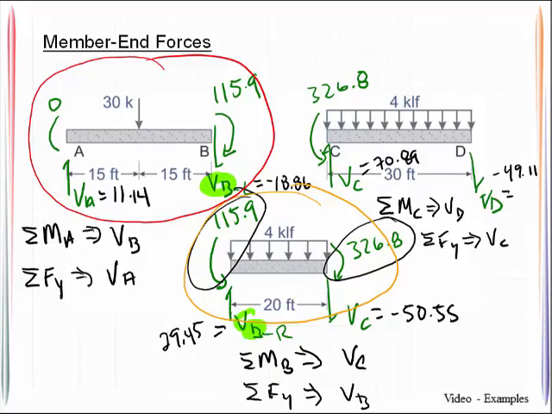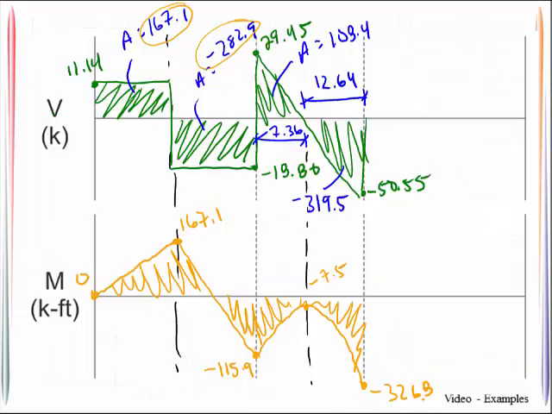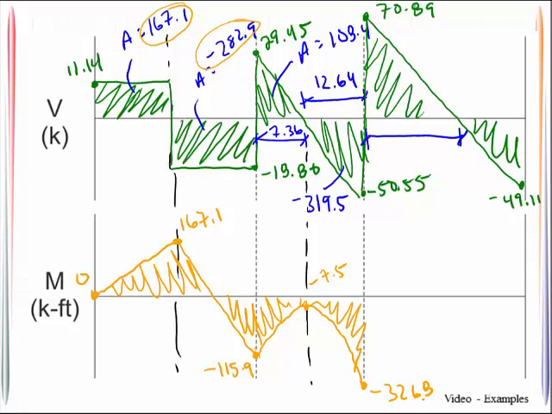Lastly, let's go to segment CD. You got 326.8, 70.89, negative 49.11. I can get that shear diagram going on, which gives me the 70.89. And at the other end, negative 49.11, being a distributed load. Make it linear here. And got 17.72, 12.28.